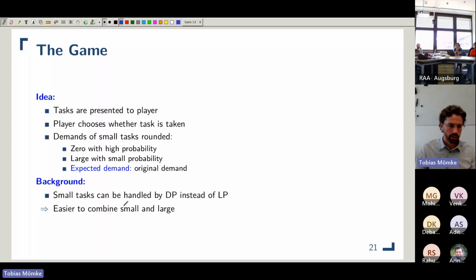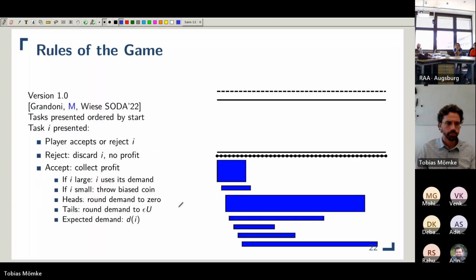And yeah, as I said, the background is that small tasks can now be handled with a DP instead of an LP. So it's easier to combine small and large tasks. Here's an example, and on the left-hand side, I remind what happens, and there are also some more details.